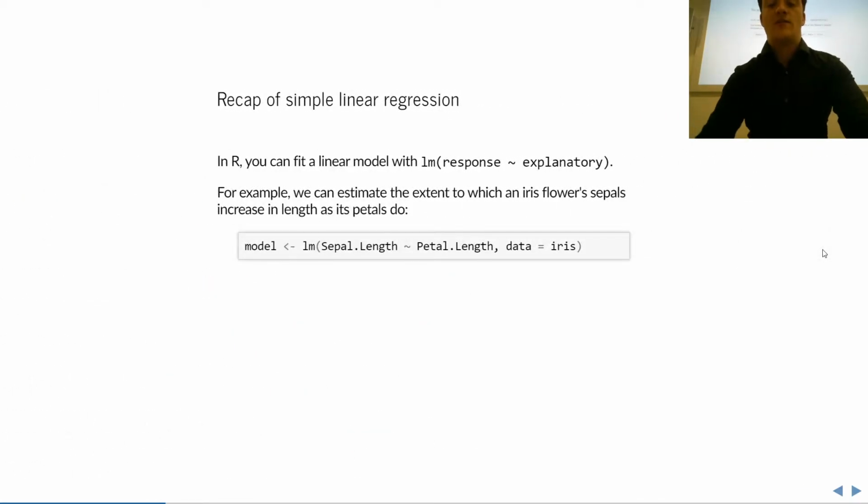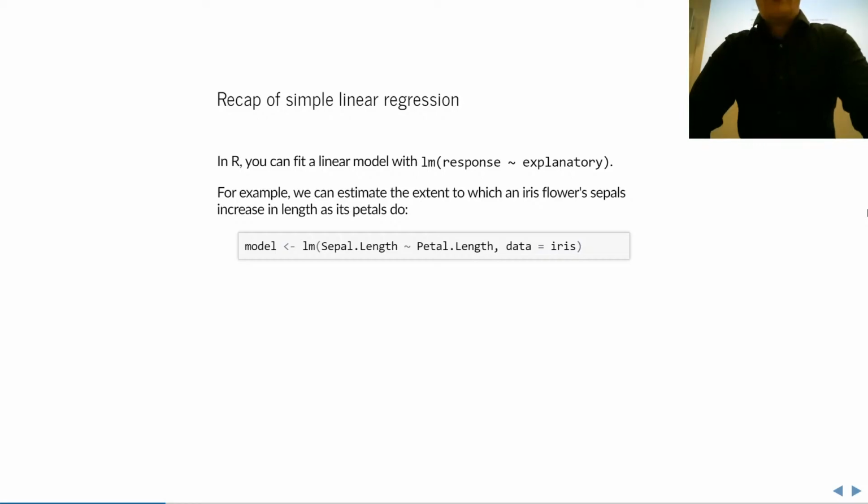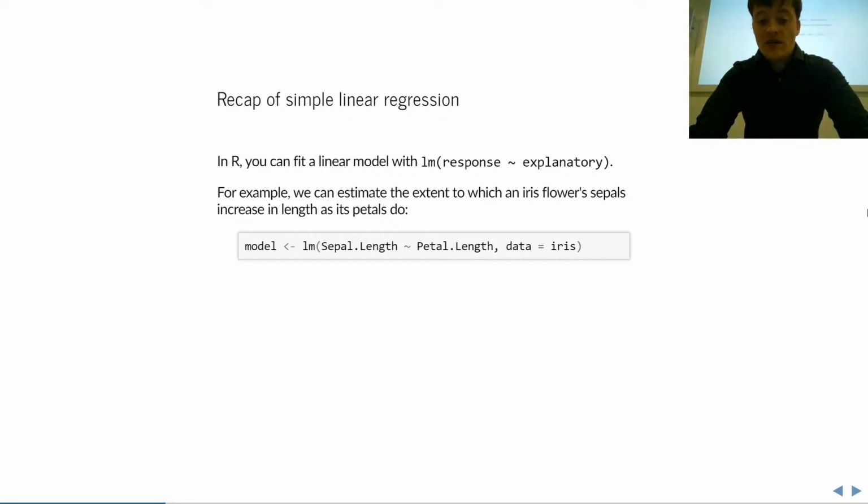Now, the way to do that is to use the function LM in R, linear model. Then the first thing that you put into this function is the outcome, the response variable. And the second thing is the predictor, or the explanatory variable. So for example, with the iris dataset, which is a dataset of 3 types of iris flowers, and they measured the physical dimensions of the sepals and the petals, so the length and the width. Now, for example, we could regress the length of the sepals as a function of the length of the petals and see, is there a linear relationship between the two.